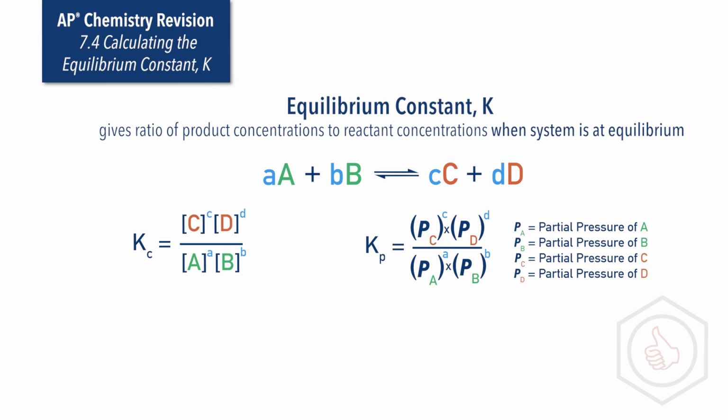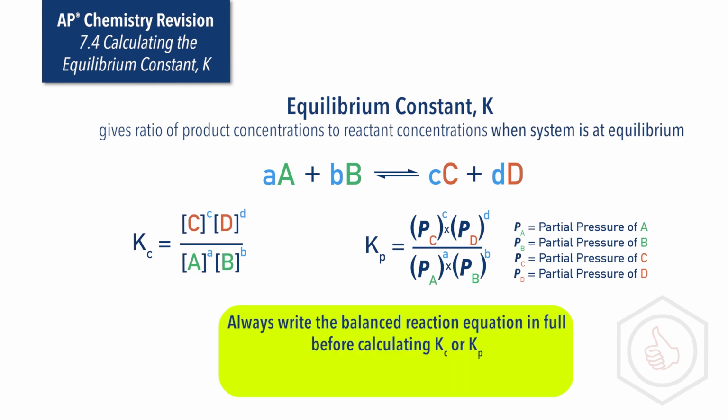To calculate a Kc or Kp value, make sure you write the balanced equation in full, because this gives you the molar ratios and sets the exponents or powers for the K expression. Then construct the K expression using concentrations for Kc and partial pressures for Kp. Remember, if it's a gas-based system, you can use partial pressures, otherwise it must be Kc. Then substitute equilibrium values for each concentration or partial pressure, and then we can calculate as for any expression.